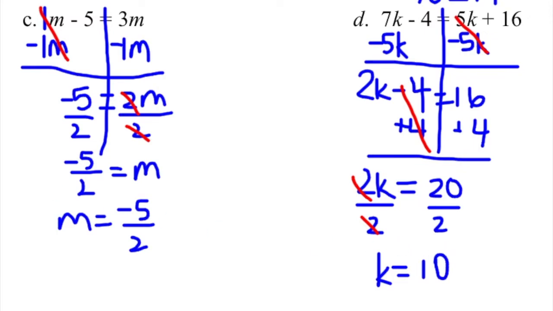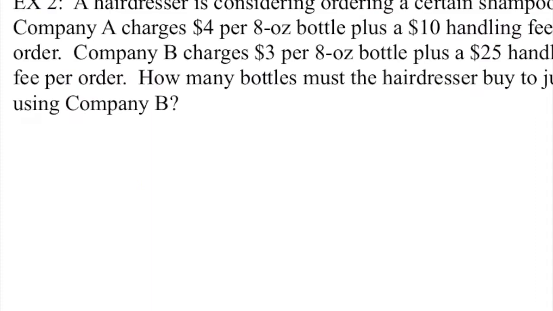So we're going to move on and we're going to look at a story problem here. So on this story problem, it says a hairdresser is considering ordering a certain shampoo. Company A charges $4 per 8-ounce bottle plus a $10 handling fee per order. Company B charges $3 per 8-ounce bottle plus a $25 handling fee per order. How many bottles must the hairdresser buy to justify using Company B?